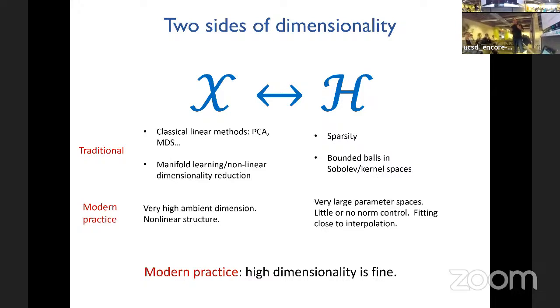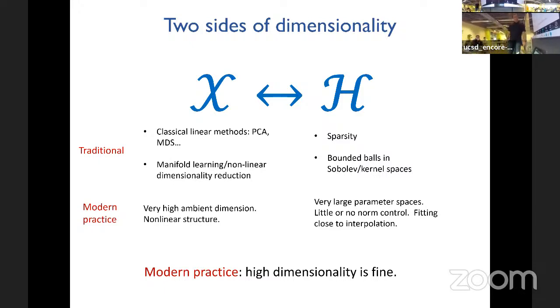Now, what kind of methods have been used in the past? If you think about traditional methods, what is dimensionality reduction? These are methods like PCA, MDS, multidimensional scaling, and maybe more recently manifold learning, something I've worked on. And this is for the data, for X. For the class of hypotheses, you can put constraints like sparsity, so you have some basis, and you assume that your representation is sparse in a certain basis, so only a few coefficients are non-zero. The other possibility is something like a bounded ball in some functional space. That is another way to control the complexity.